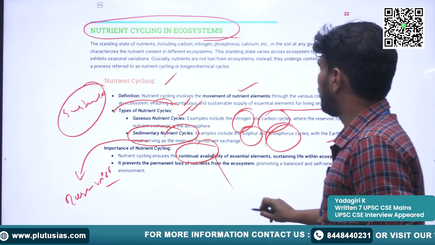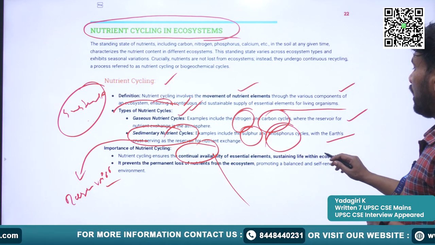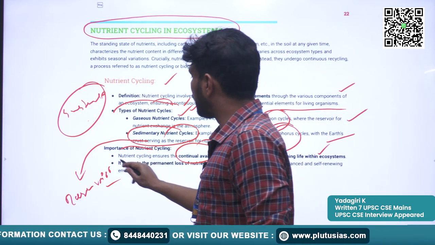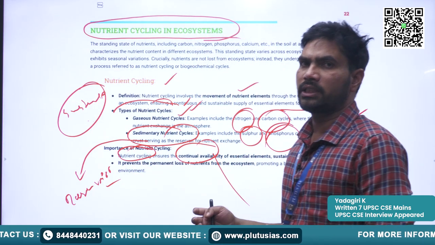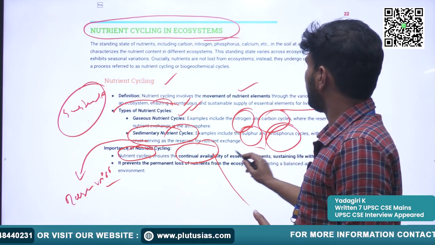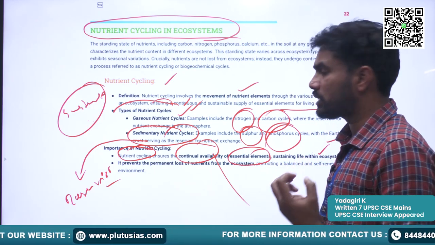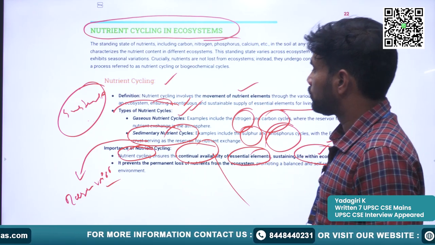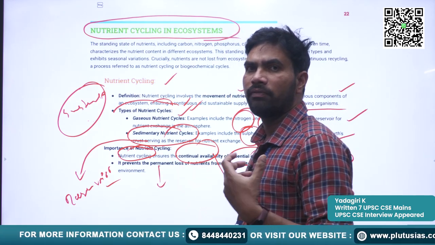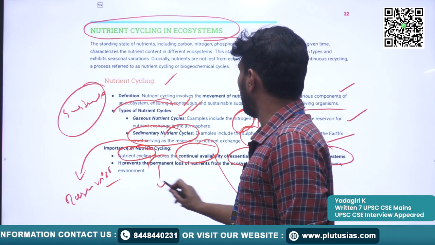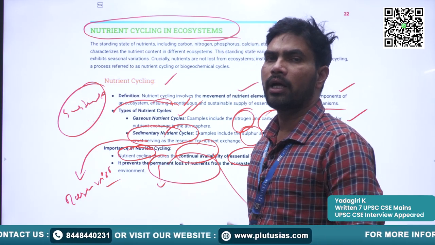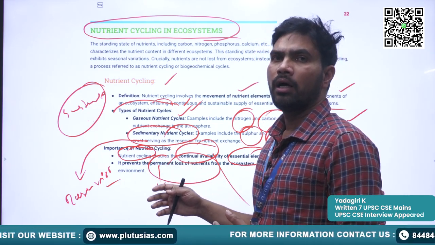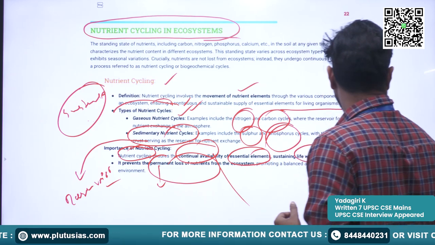So there is continuous availability of essential elements for sustaining life within ecosystems. The nutrient cycle is very, very important for sustaining this availability of essential elements or nutrients for sustaining life within the ecosystem, right? Nutrient cycles will help us prevent the permanent loss of nutrients by continuously recycling the nutrients. So this is the importance of the nutrient cycles.